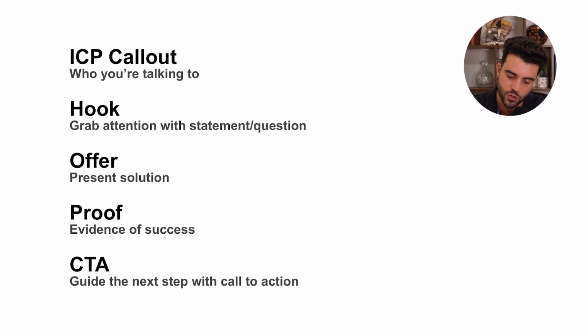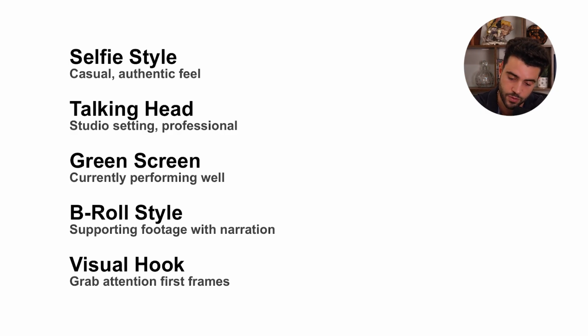Now, with the creatives, you also want to test different formats within them. So for example, with video ads, there's a whole bunch of different style formats that you can test. You can test a selfie style. You can test a talking head format, which is basically you in a studio. You can test a green screen format. These are performing really well for us right now as well. You can also test a B-roll style ad. You can also test what's called a visual hook style ad, which is basically where you would show something in that video as a prop.